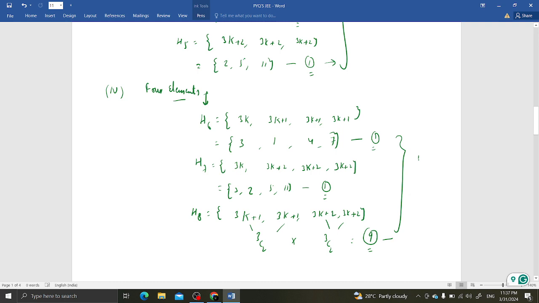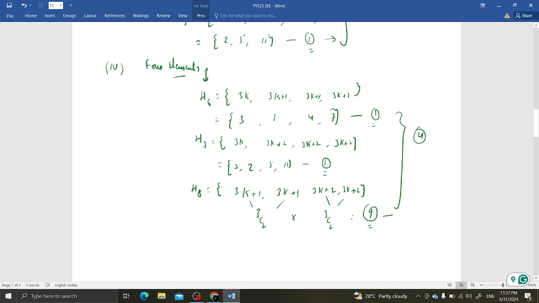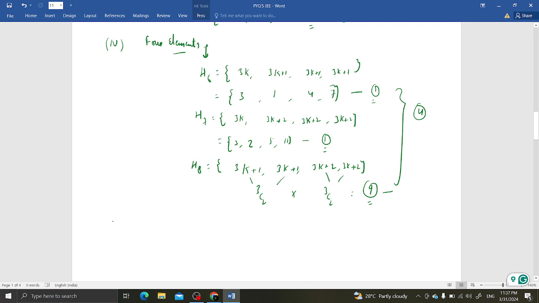This is our fourth one type. From here we get 11. Now the fifth type. The fifth type is for 5 elements. For 5 elements we have H9, I am taking.